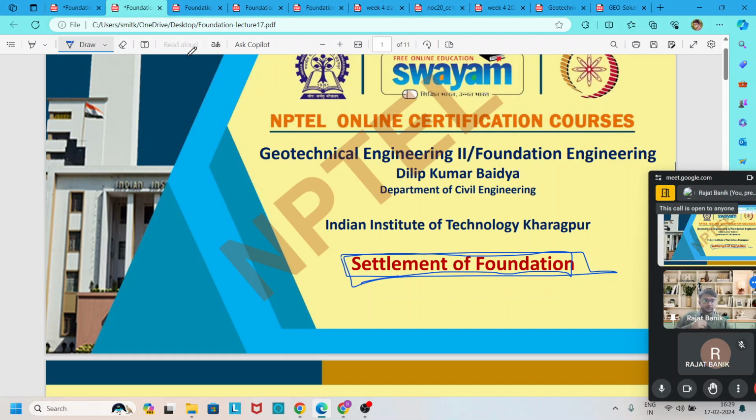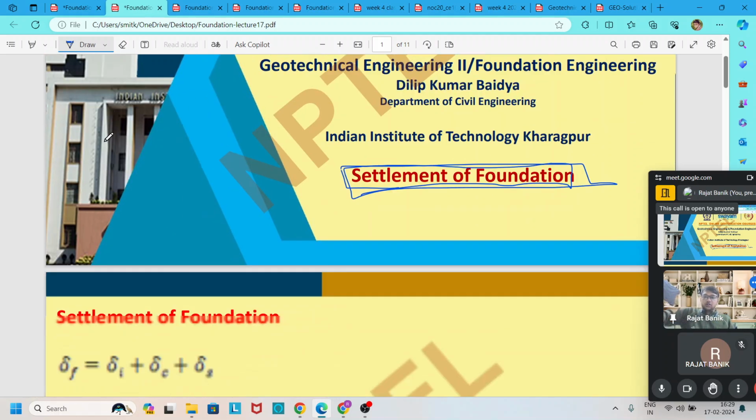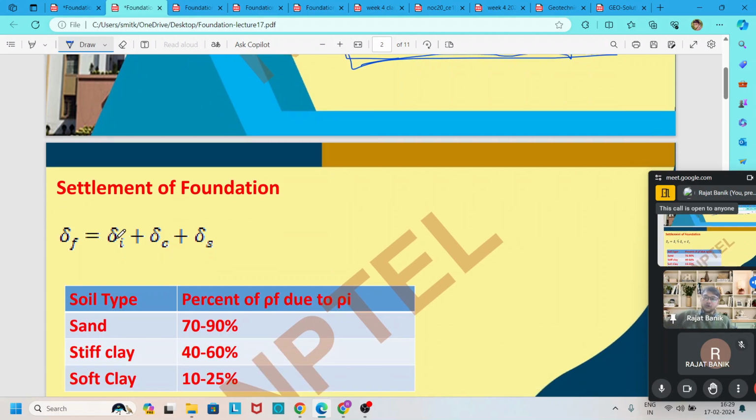So now we discuss the settlement of the foundation, mostly for shallow foundation. This settlement is divided into three types: one is immediate settlement, then primary consolidation settlement, and secondary consolidation settlement.